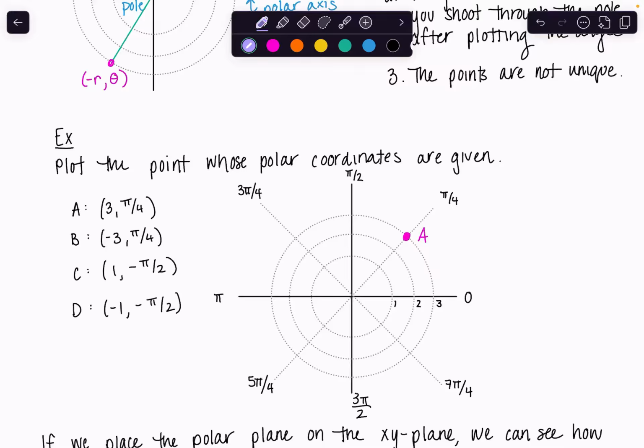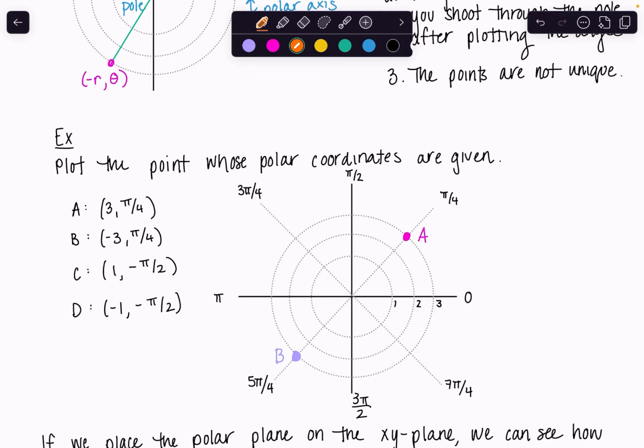For point B, I still plot it like normal. I ignore my minus sign. 3 pi over 4 would land me right here. But because my radius is negative, that tells me I go on a straight line and I shoot through the pole and I land exactly on the opposite side. So point B would be down here on the circle of radius 3. Okay.